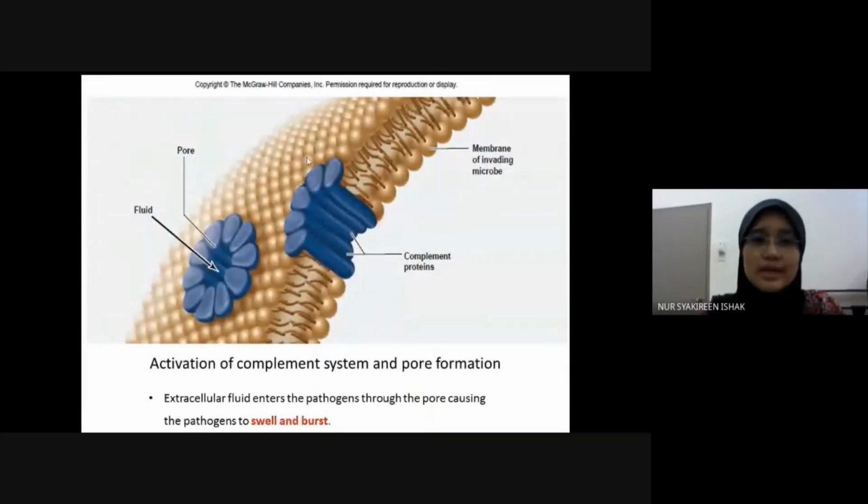Okay, so as you can see from the diagram here, the brown structure here is the plasma membrane of the pathogen. The blue structures here are the complement system. So it enters into the membrane of the pathogen and causes formation of little holes, and then fluids and ions can enter into the microbes and cause the microbe to swell and then burst.